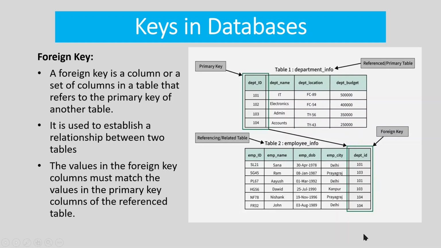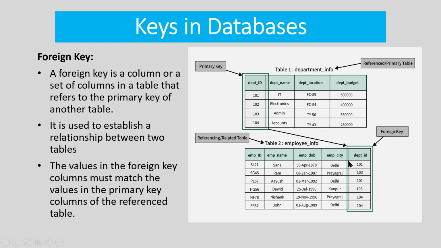In the department table, the department ID is the primary key, but the same department ID in the employee table is the foreign key. In the department table, you won't see any department ID repeating, because each row is unique, because the primary key is department ID, hence there are no duplicate values. But in the employee table, you can see that 101 is repeated, 103 is repeated. So this is basically a foreign key. Using this department ID, the department table and the employee table are joined, or basically related.